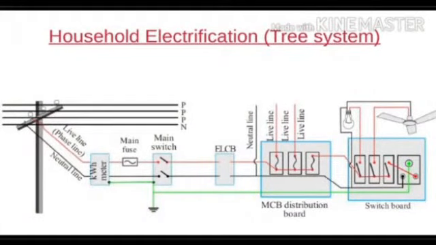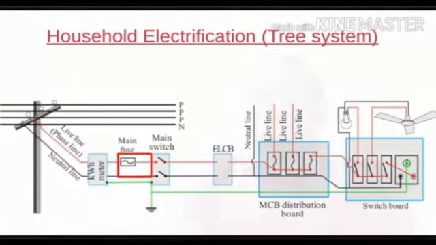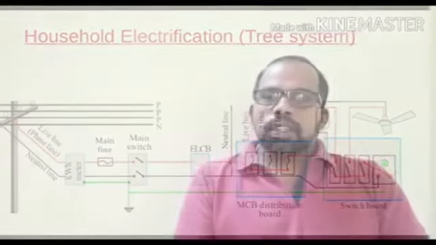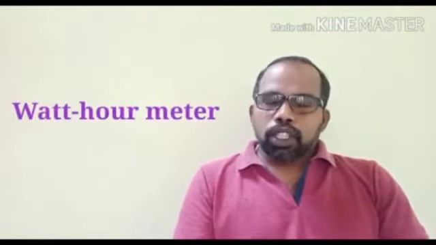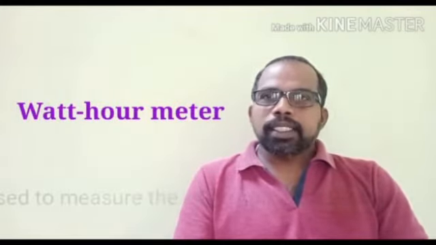You can see a main fuse placed in between the watt-hour meter and the main switch, and the phase line passes through this main fuse. What is the advantage of this? What is the use of this watt-hour meter? The watt-hour meter is used to measure the electricity used.